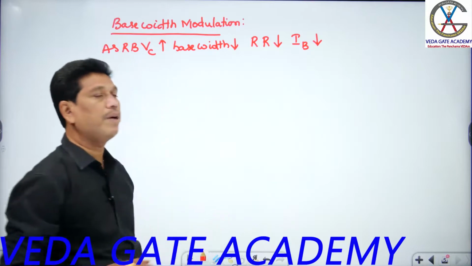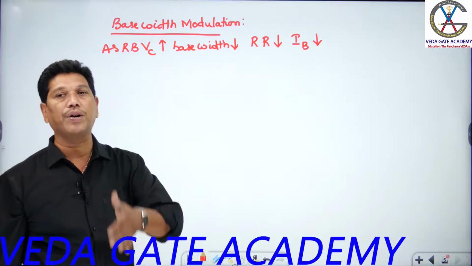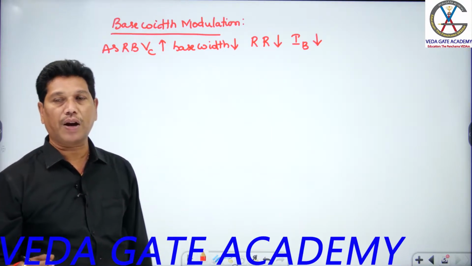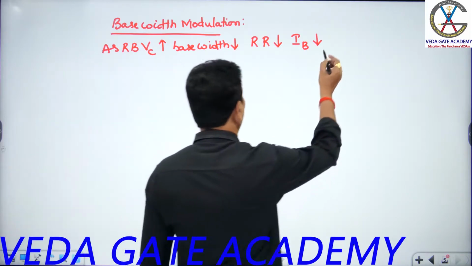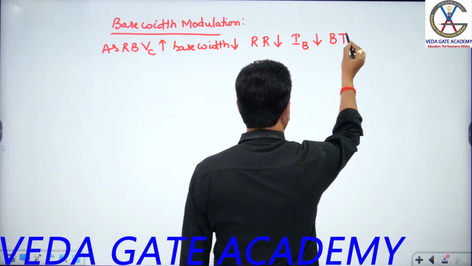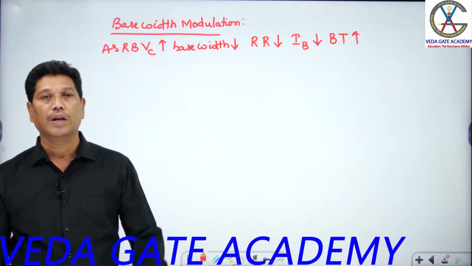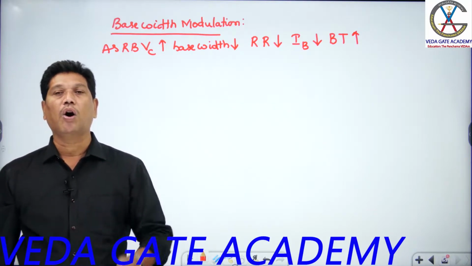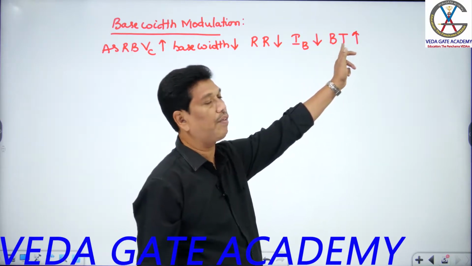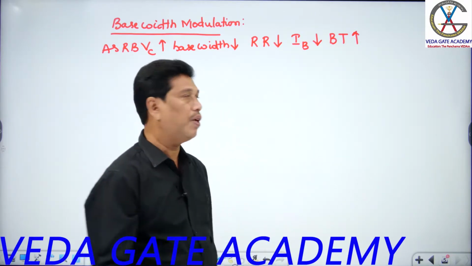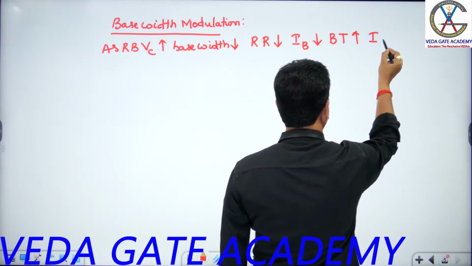So what about the carriers that do not recombine? They are mostly injected into the collector. The number of carriers injected into the collector from the base is known as the base transport factor, and that increases. Remember, the carriers that do not recombine in the base region can be injected maximally into the collector. So the base transport factor increases, and thereby the injection of carriers into the collector increases, which means the collector current automatically increases, students.